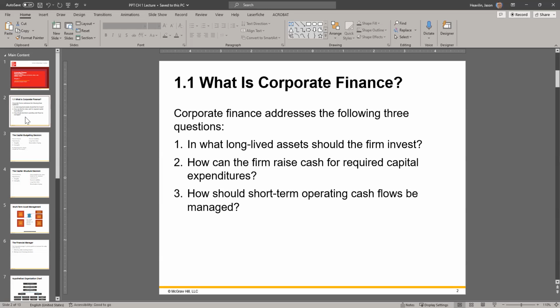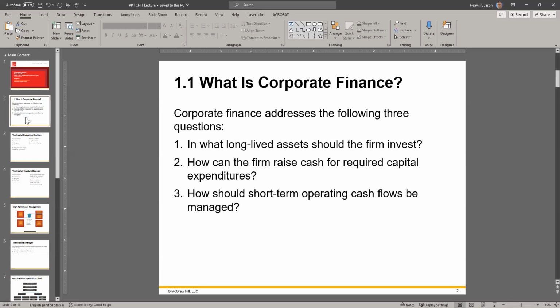How can the firm raise cash for required capital expenditures? Okay, so in the previous question, we were deciding what to buy, what size of a building to buy, for example. The question number two is, where do we get the money to buy that building or that plant?